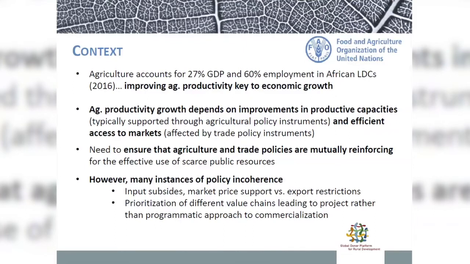For example, you might have an agricultural policy that supports market price support, the objective being to have higher prices for the producers, and the consumers will have to pay for these high prices. While at the same time, on the trade side, there are export restrictions with the objective being to reduce prices. So these are two conflicting objectives of two policy measures, and this is something that has to be addressed. At the same time, there are other examples, for instance, the agricultural ministry prioritizes different value chains than the ones that the trade ministry or the trade strategy puts priority on. So these are things that we have seen in our work in the past.